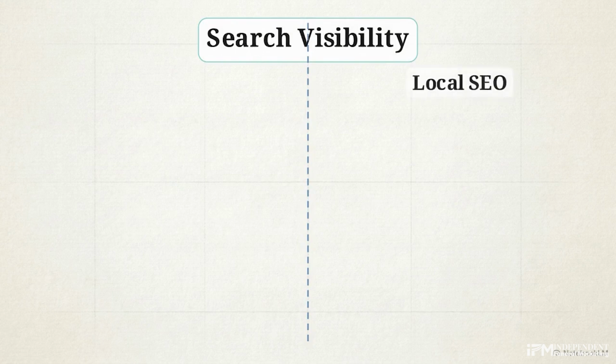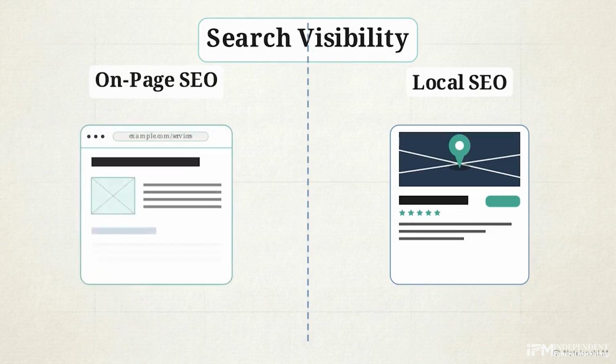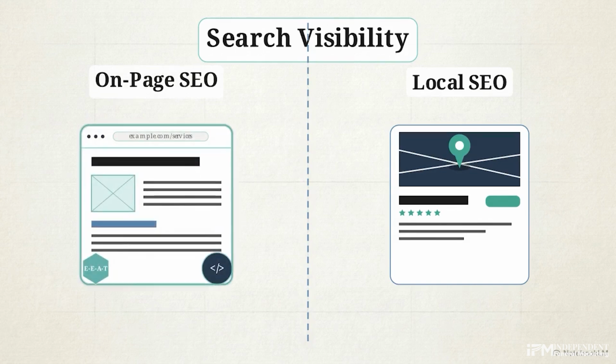On the right is local SEO, your Google business profile and map placement. On the left is on-page SEO. This is the optimization of the specific elements, content, and code on your actual website.